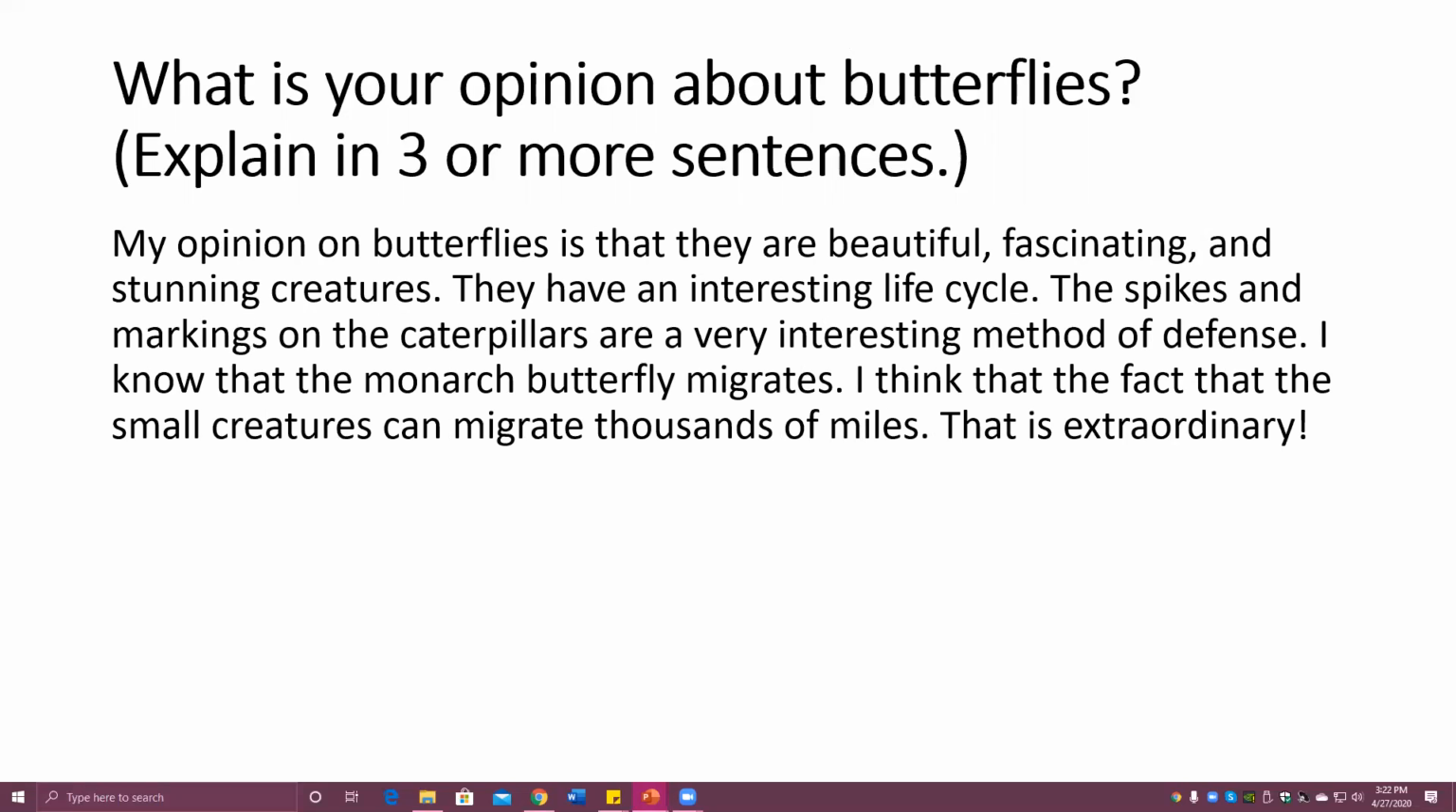This is what I'm looking for, and this is my expectation for you as 5th graders at this time in the school year. "My opinion on butterflies is that they are beautiful, fascinating, and stunning creatures. They have an interesting life cycle. The spikes and markings on the caterpillars are a very interesting method of defense. I know that the monarch butterfly migrates. I think that the fact that the small creatures can migrate thousands of miles, that is extraordinary." That is 3 or more sentences, and that's showing their opinion. This person did a great job of following the directions.